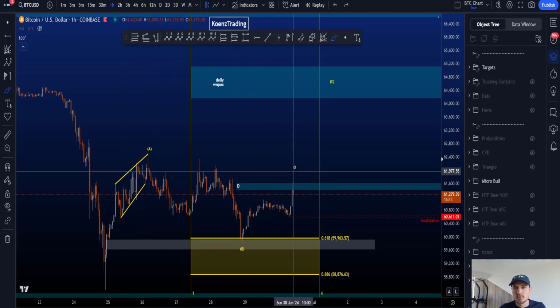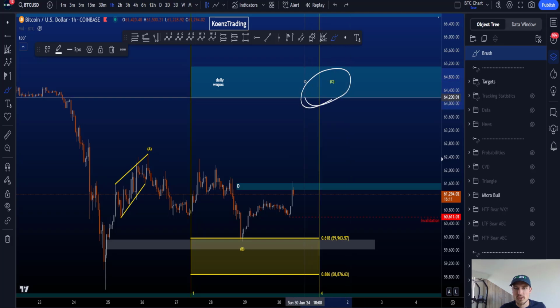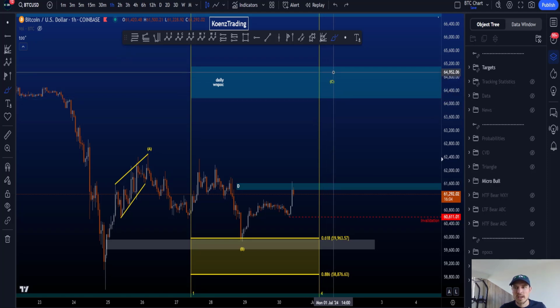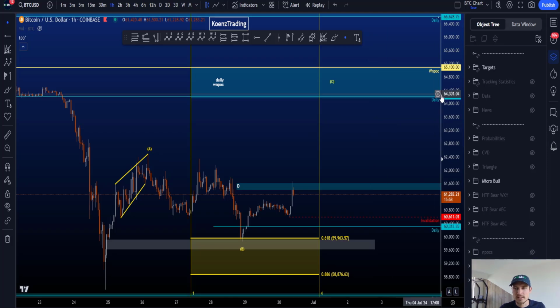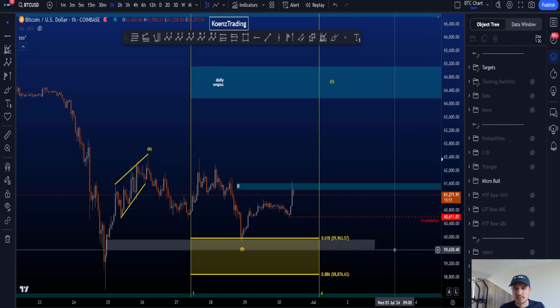And if we're looking for a wave C, then an interesting target for this wave C is the resistance box that we have over here between 64.2k and 65.1k. In this area, we more specifically have a daily at 64.2k, as well as the weekly naked point of control at 65.1k, which is very interesting resistance indeed.